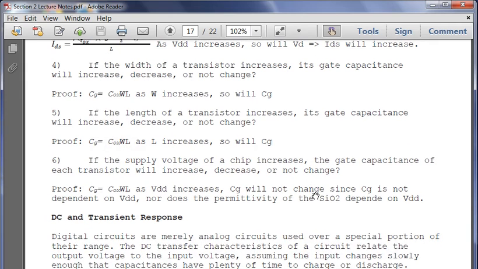Number 6. If the supply voltage of the chip increases, the gate capacitance of each transistor will increase, decrease, or not change. So we've increased supply voltage. As VDD increases, the gate capacitance will not change, since CG is not dependent on the supply voltage. The permittivity of the oxide, the permittivity of free space, the thickness of the oxide, and the width and the length of the transistor are not affected by the supply voltage, so they will not change.